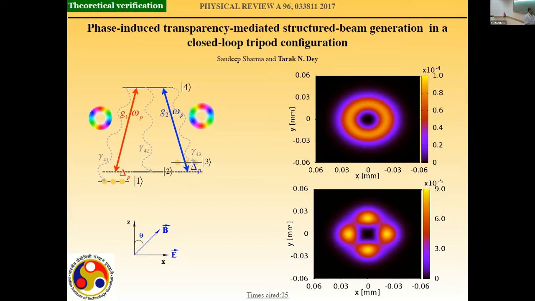So if you have control over population redistribution, then you can effectively control the susceptibility of the system. Here you can see that initially we have sent a Laguerre-Gaussian beam as a probe beam. Then finally, after a length of, let us say, 2 Rayleigh lengths, we have the spatially structured beam. This spot size is less than the Rayleigh limit, so you can create a super-resolution spot size.